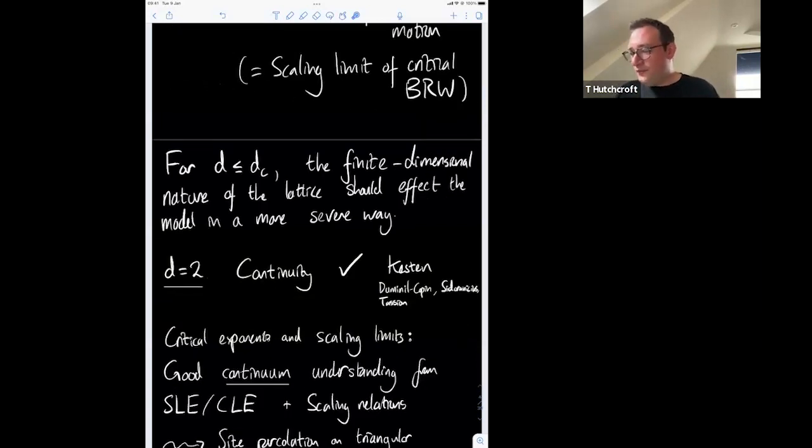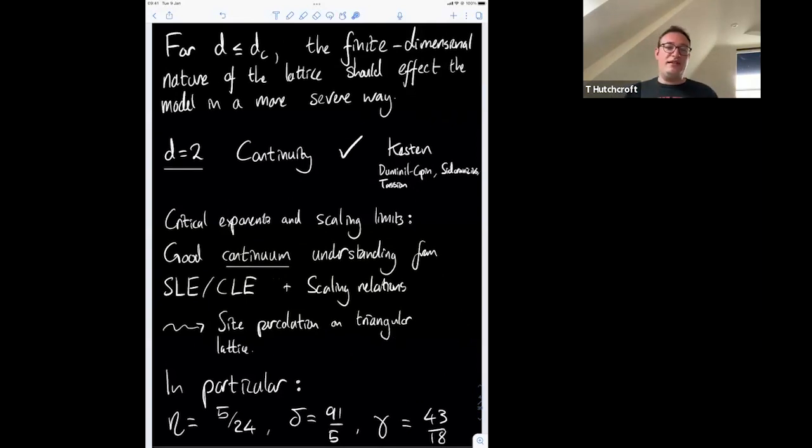Okay, so that's the high dimensional case. Now, on the other hand, when we go to low dimensions, below the upper critical dimension, the finite dimensional nature of the lattice should start to affect what the model is doing in a non-trivial way. In particular, when you're strictly below the upper critical dimension, so when d is strictly smaller than 6, this should really mean that the exponents change and the scaling limits change.